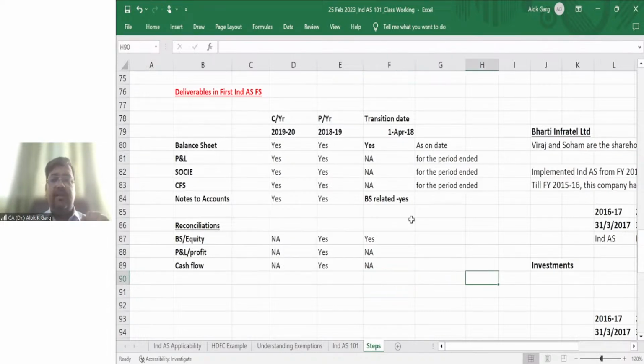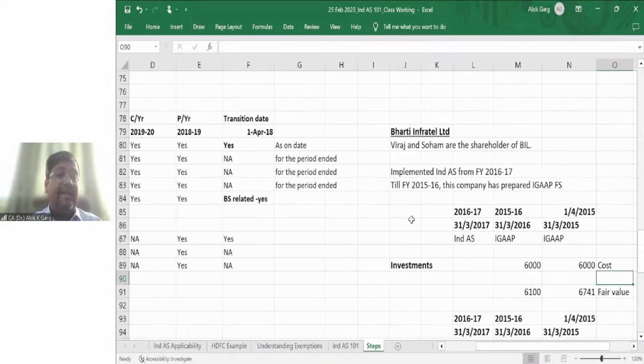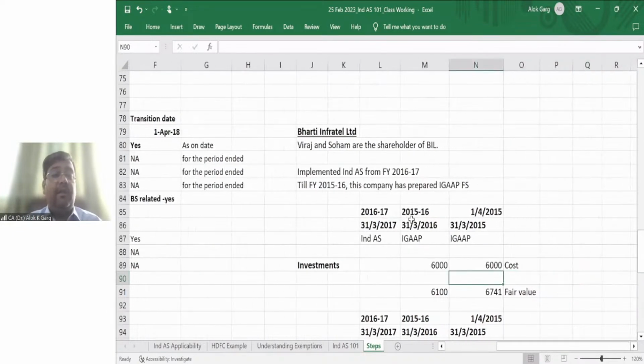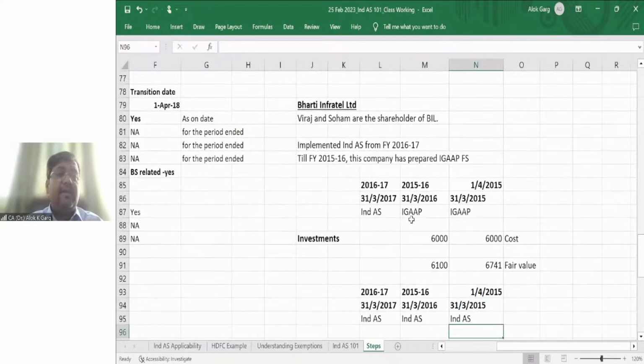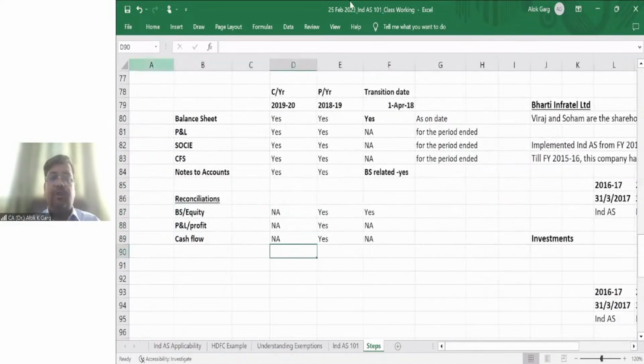I hope this reconciliation thing is clear to all of you. You remember I told you Reliance's net worth, Reliance's reserves increased by 16,000 crores on the transition date. Airtel's reserves increased by 27,000 crores. So how did it increase? Just because of these different provisions under Ind AS. You can see in Bharti Infratel Limited, the reserves increased by 741 crores on the transition date just due to this fair valuation, right? Just due to this fair valuation. Okay. Clear? I hope it is clear to all of you.